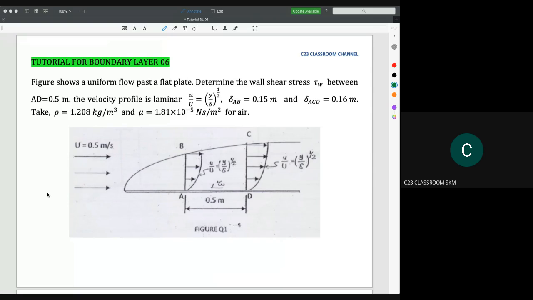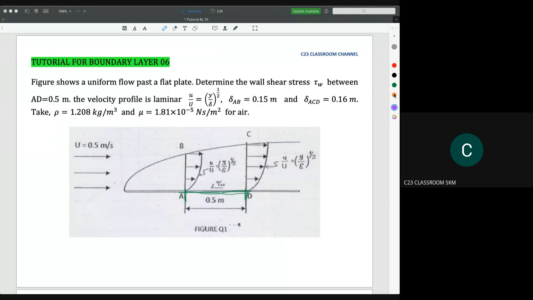This is tutorial for boundary layer number 6. The figure shows a uniform flow past a flat plate. Determine the wall shear stress, tau W, between AD equals 0.5. So AD equal 0.5 means the distance from A to D.